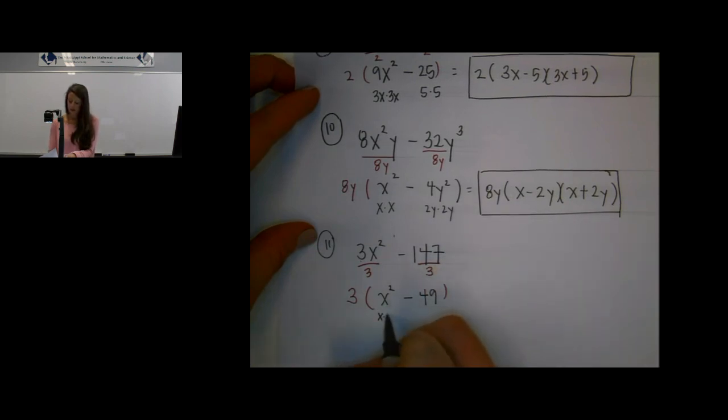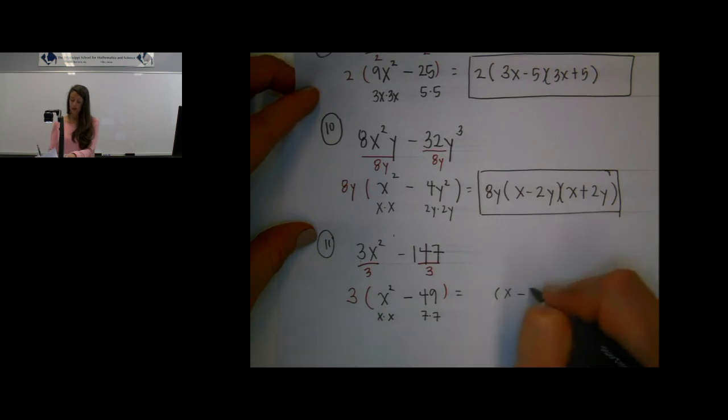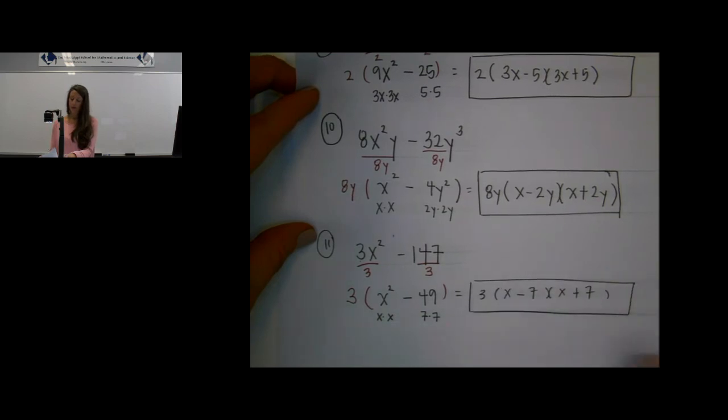X squared is x times x. 49 is a 7 times a 7. There's a minus sign in between these, so one is going to have a minus and one is going to have a plus. So we're going to have x minus 7 times x plus 7. You factored out a 3 in the beginning, so you're going to write that 3 down there.